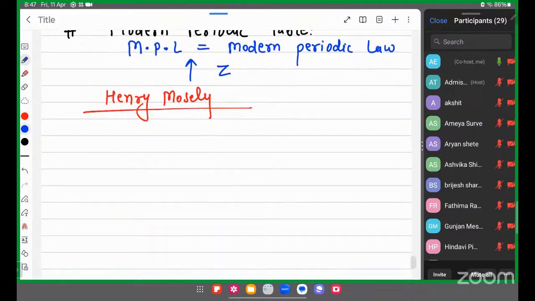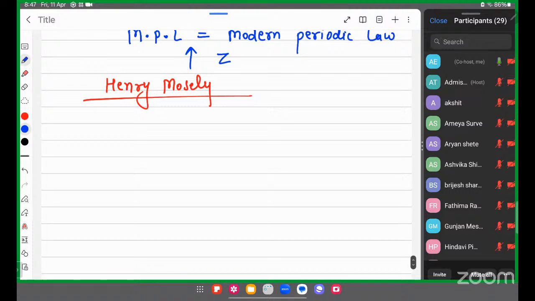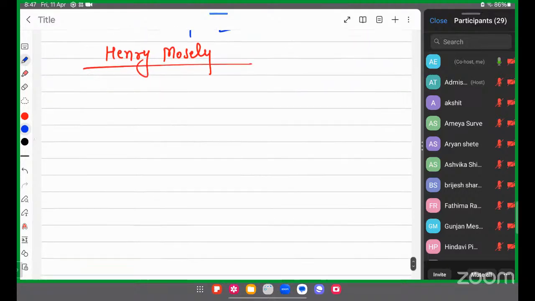So this was discovered by Henry Moseley. What are the main points about the modern periodic table, or the long form modern periodic table? Let's discuss the periods. How many periods are there in the modern periodic table? 7. Yes. And what is the information about these 7 periods? The first period contains 2 elements, hydrogen and helium.